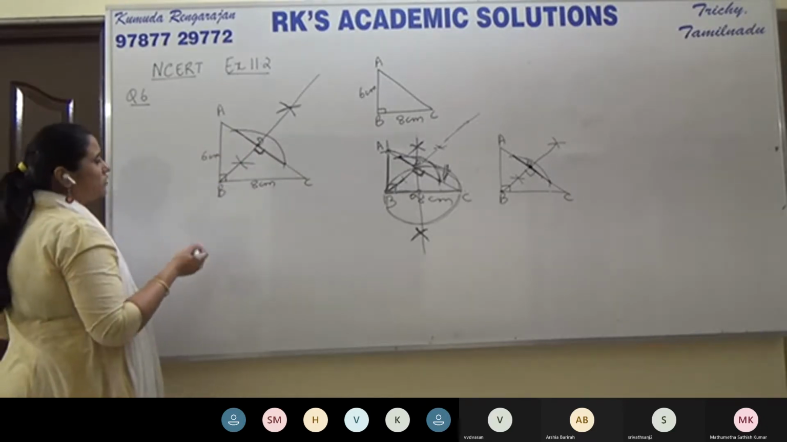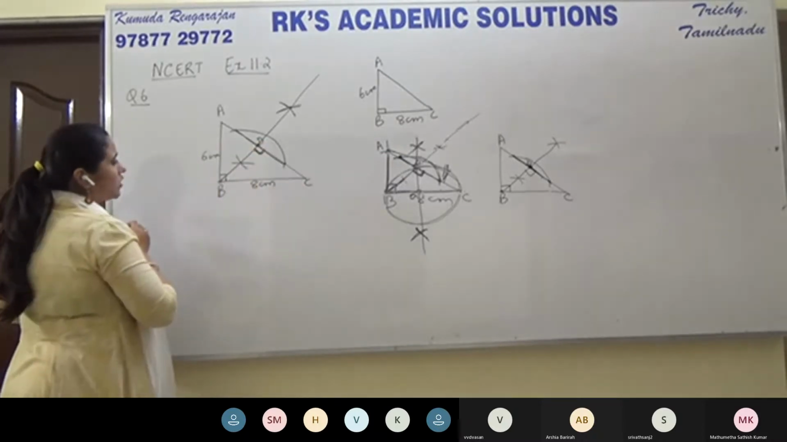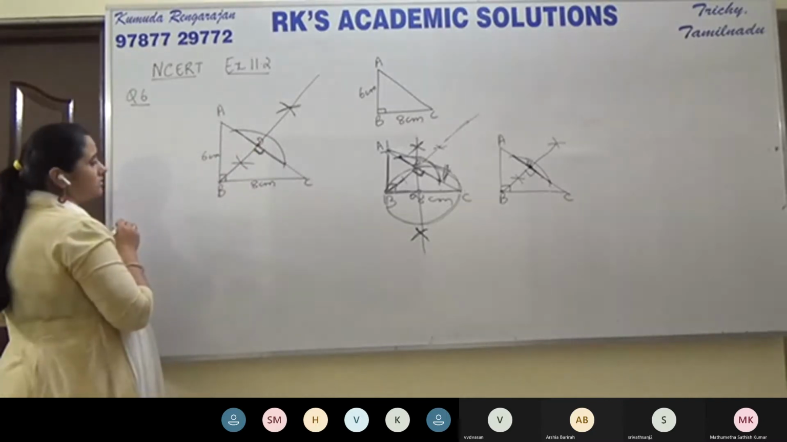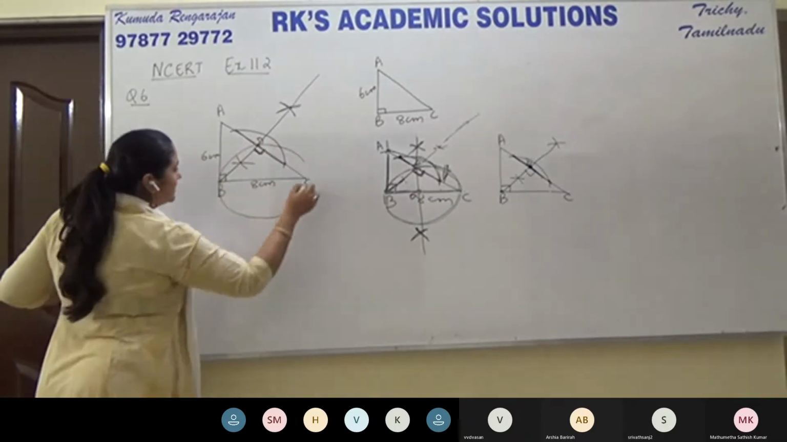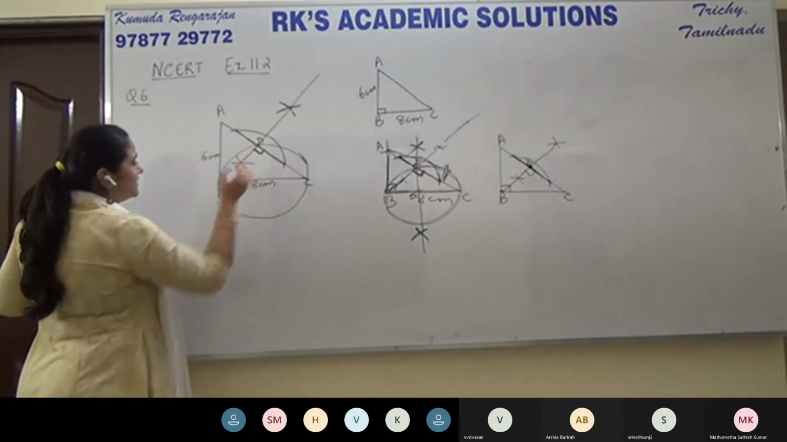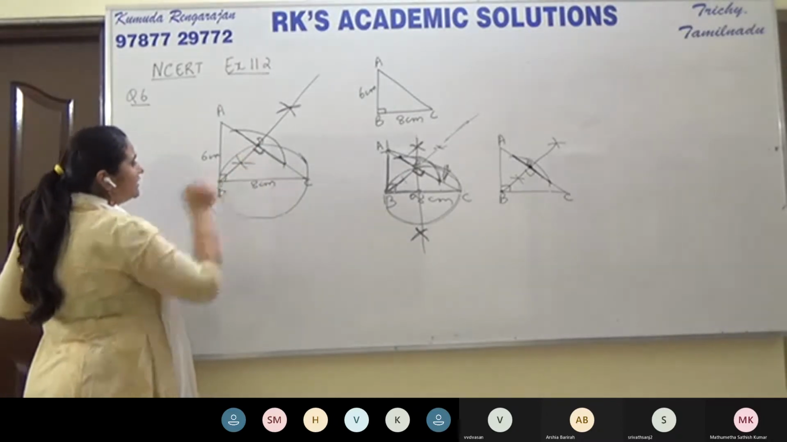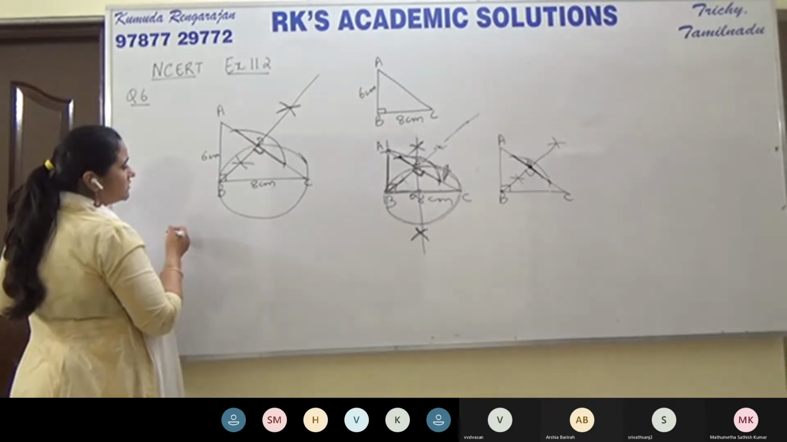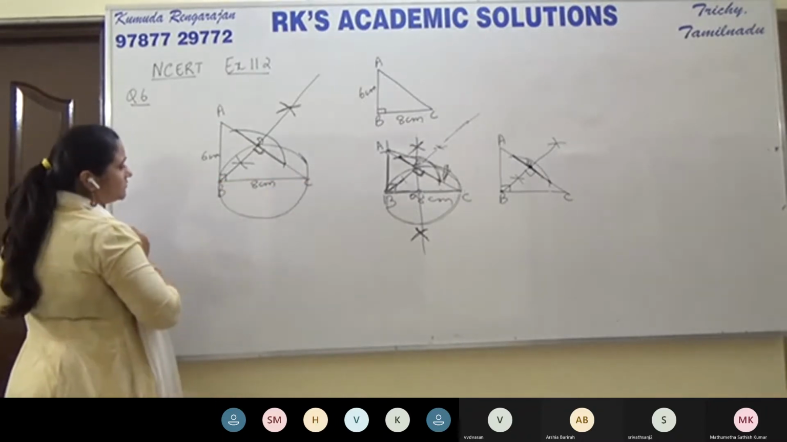Next, we had to draw a circle passing through B, C and D. Now, if a circle has to pass through B, C and D, since this angle BDC is a right angle, and in a circle, only the diameter can subtend 90 degrees at the circumference, that means angle in a semicircle is a right angle. So BC should be the diameter.